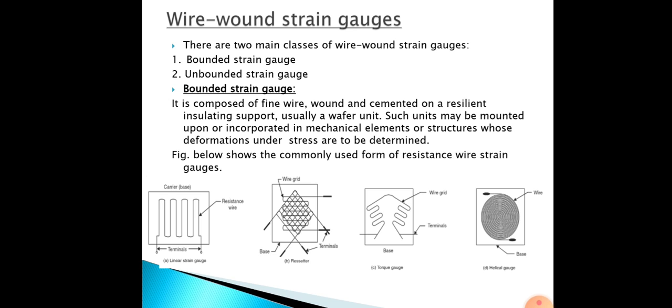A bonded gauge tends to respond to the average strain in the surface to which it is cemented, while the unbounded form measures displacement between the two points to which the respective supports are attached. Like this the strain gauge will be working.